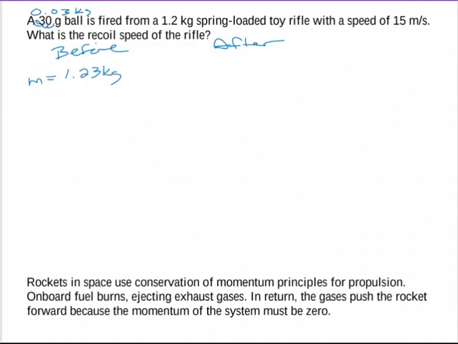Okay, what else do we know? Velocity initial equals 0 meters per second. Now after, you have the mass of the rifle and the mass of the ball. Mass of the rifle first: 1.2 kilograms. The velocity of the rifle final, that's what we're looking for. Don't know.